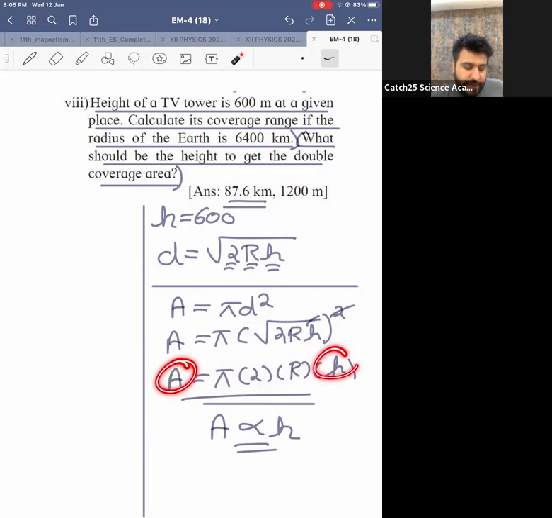Therefore, area is directly proportional to H. Now, since area is directly proportional to height, what does it mean? If height increases, area increases. If height decreases, area decreases.